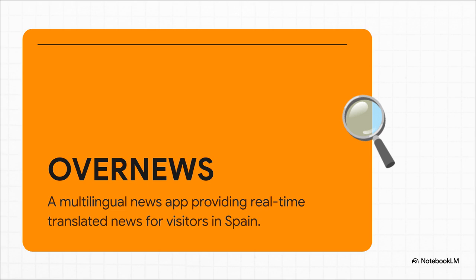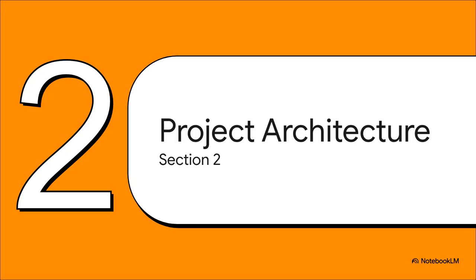It's a pretty smart, fully automated news aggregator that pulls news from all kinds of sources and translates it in real time into multiple languages. It makes local info accessible to everybody, instantly. Okay, so you have the idea, but how do you actually build something like that? Let's take a look at the blueprint, the tools and the tech that brought Overnews to life.